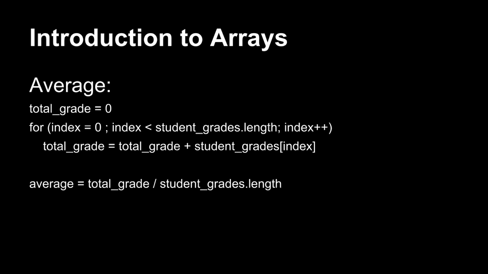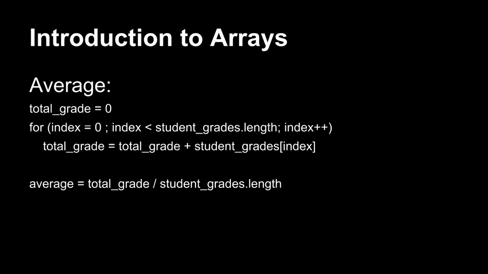So when we're in the loop, we set the total grade equal to whatever the total grade previously was, plus the current element at the student grades index. And then to get the average, all I need to do is grab that total grade and divide it by the length of the array. Now, if you don't understand all of this together, don't worry, it'll make a lot more sense when we start talking about individual specific languages and we show some real examples.